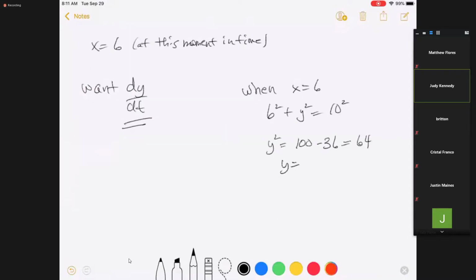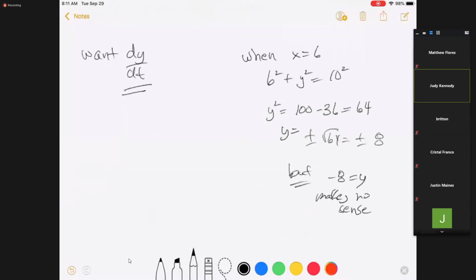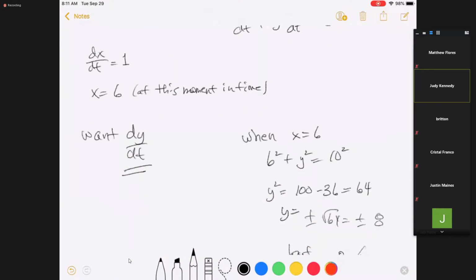So y is, well, okay. If y squared is 64, y is generally plus or minus the square root of 64, which is plus or minus 8. But in this context, for this problem, minus 8 equal to y makes no sense. So we throw away y equal to minus 8, and so y is equal to 8. Okay. All right, so we have x is 6 and y is 8.